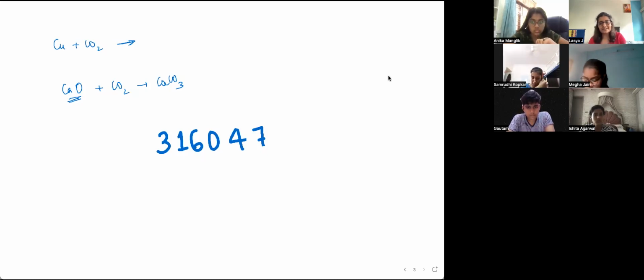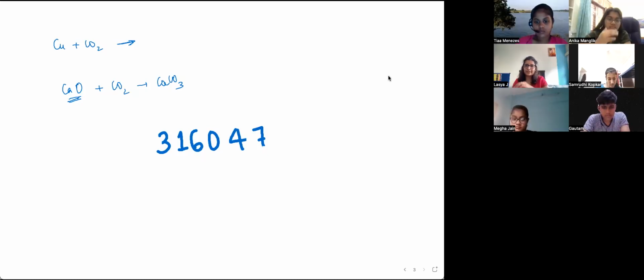Again, I think we revised this earlier. Combination means to combine. So here nothing is combining, right? You're still getting NO and H2. One is taking the place of the other. Okay, so it'll be displacement and redox.